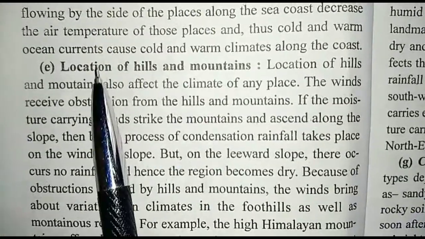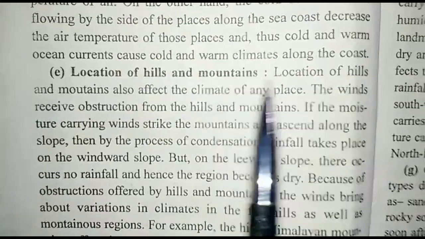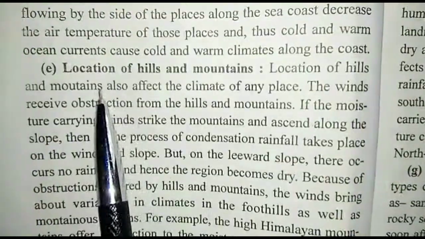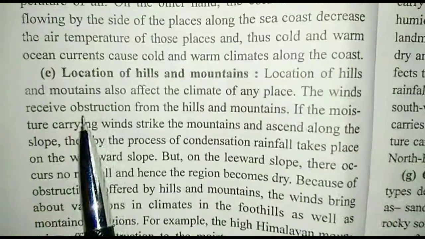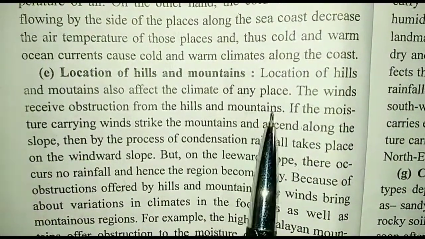The next factor is location of hills and mountains. Location of hills and mountains also affect the climate of any place. The winds receive obstruction from the hills and mountains.